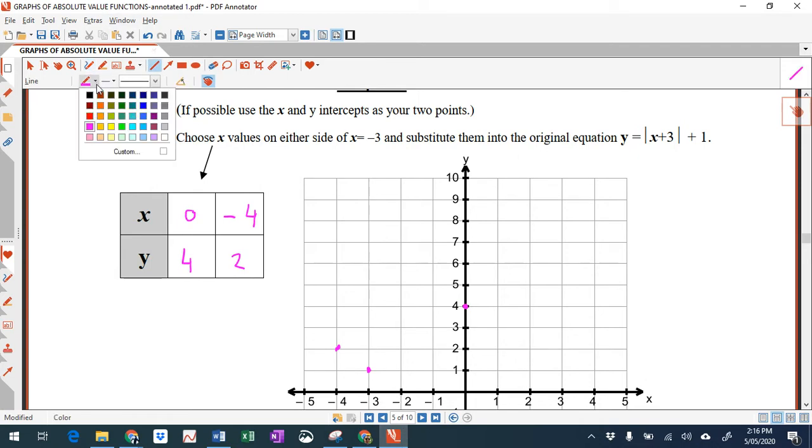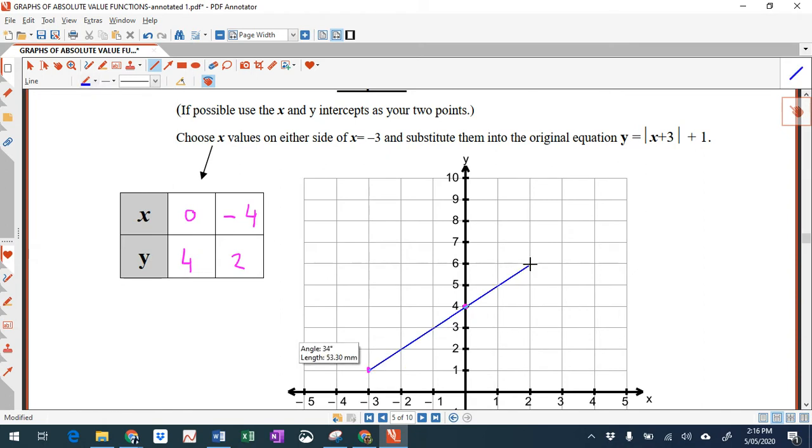And then you can sketch the function. So starting from the vertex, draw a straight line through 4 on the y-axis, and then starting from the vertex, draw a straight line through the other point. And there is your absolute value function. Okay, so don't forget to put arrows on either end there. So all we needed was the vertex, and we had a point either side of the vertex, and you're done.